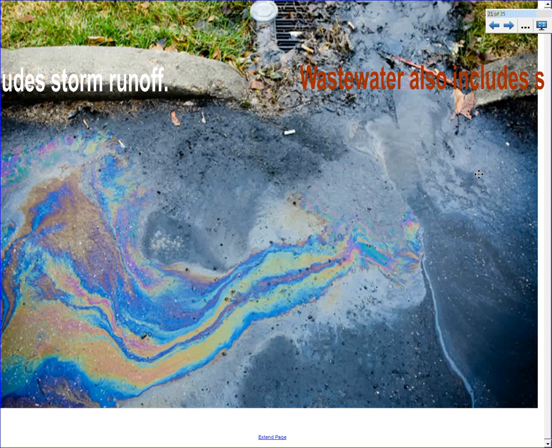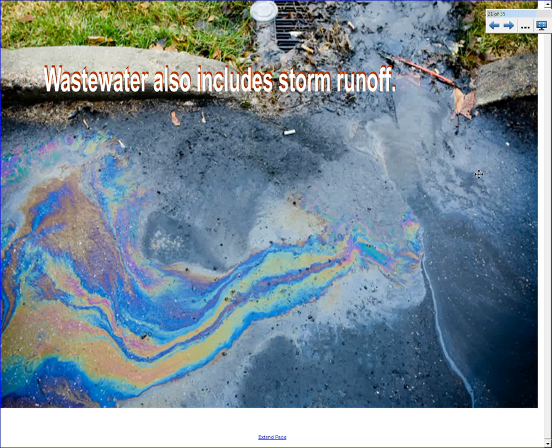Wastewater also comes from storm runoff. We've had some rain here the past couple of days. That rain is going to drag all of the oil and scum from the streets and the sidewalk, anything that's in your grass, and it's going to drag it to the sewer, and that's going to go down the sewer, and that has to be treated because water is recycled. We don't have any new water.